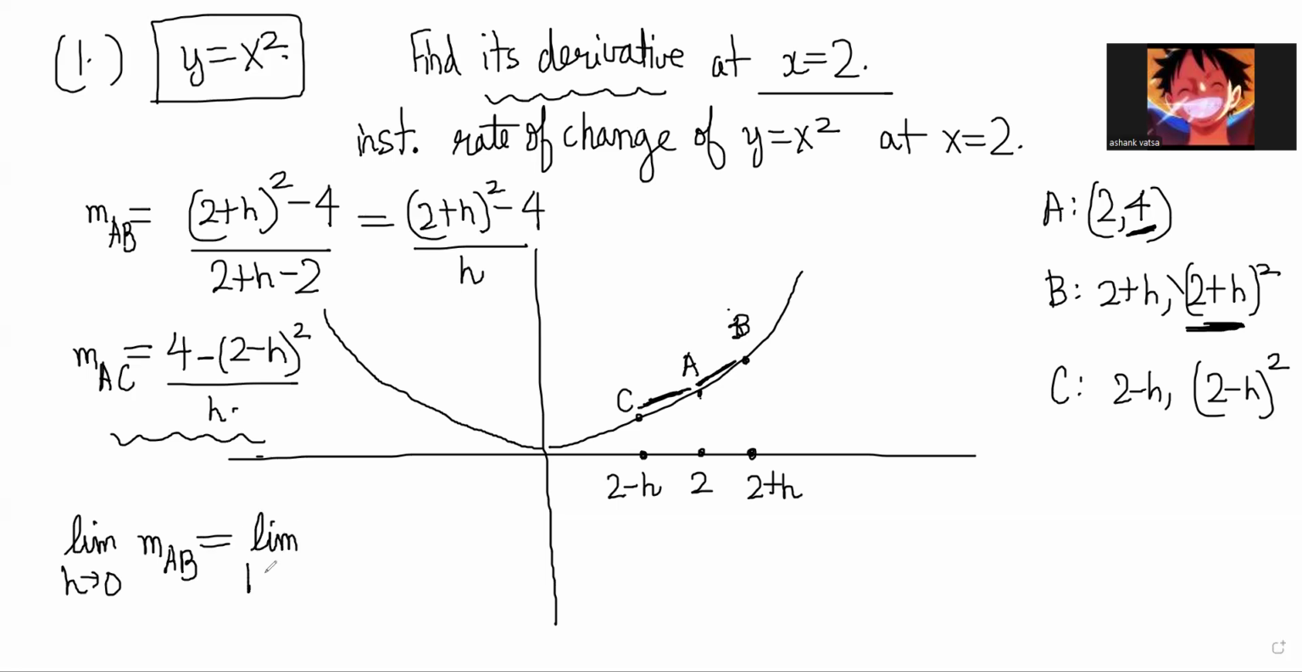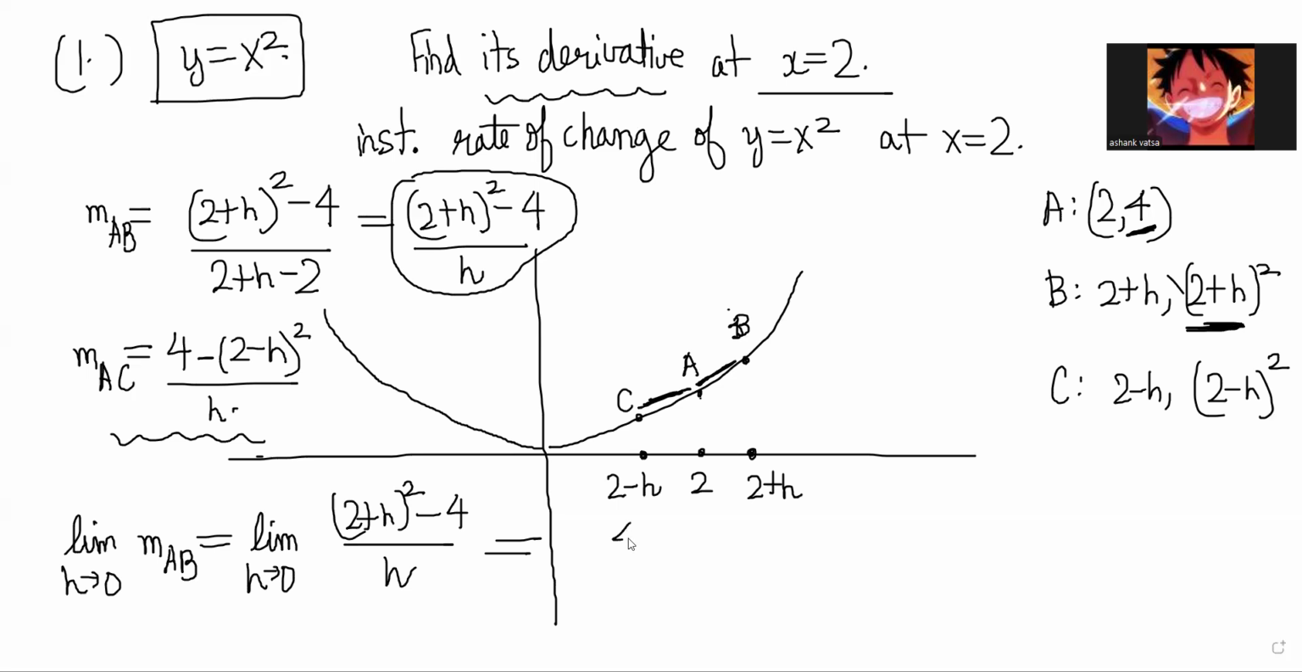So limit h tends to 0, what happens to this quantity, 2 plus h whole square minus 4 divided by h, right? So calculate it, square it out, you will get 4 plus h square plus 4h minus 4 divided by h, limit of h tends to 0, right? So 4 gets cancelled, and notice what you're getting, h square plus 4h divided by h, right?